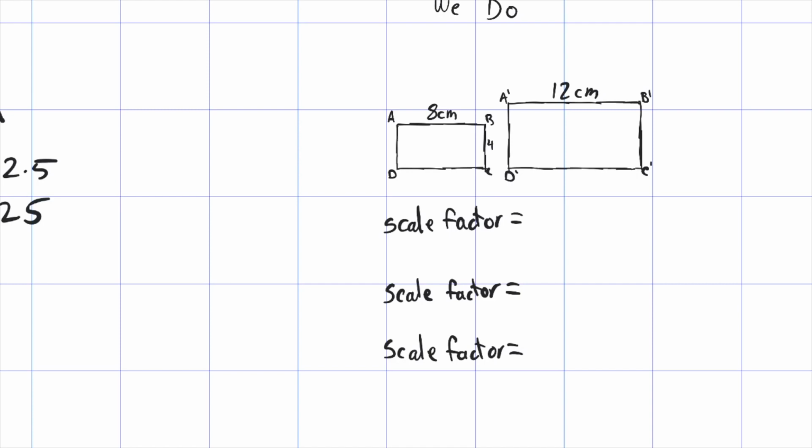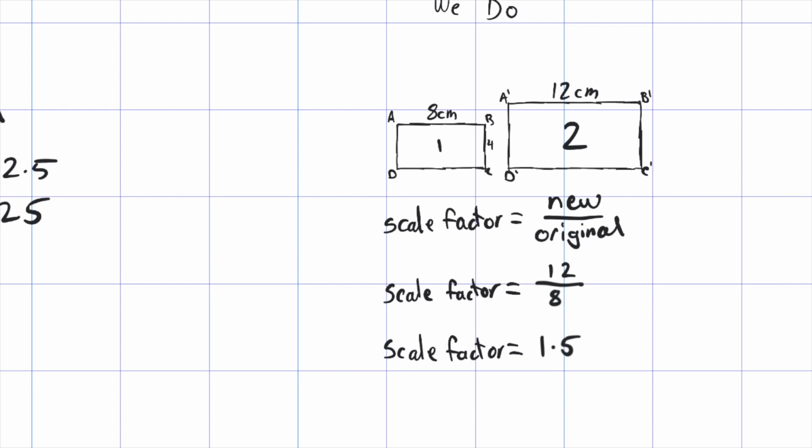Well, I'm going to use the formula of new divided by original. Now, I'm going to choose this bigger one here. I'm going to say that's shape 2, that's shape 1. So my shape 2 is going to be my newer one. So the value of the side I have is 12 because I've been given that. It's labeled on the shape. And then I'm going to divide that by the corresponding length on shape 1, which is actually 8. Now, when I do 12 divided by 8, that will give me a value of 1.5.